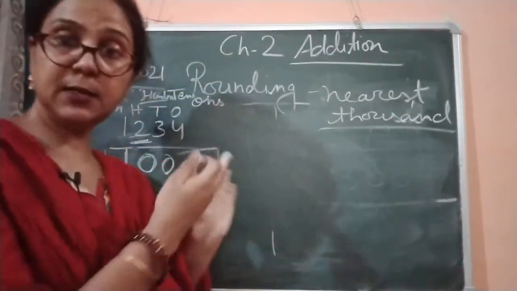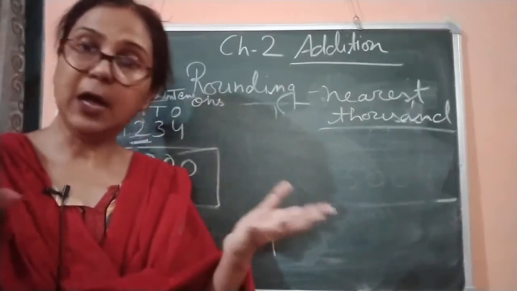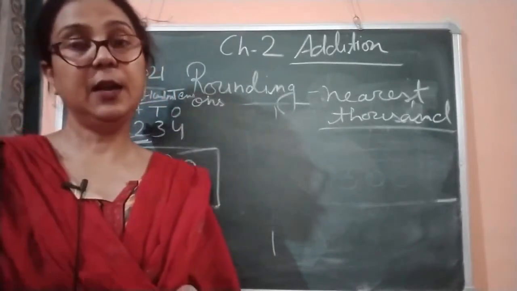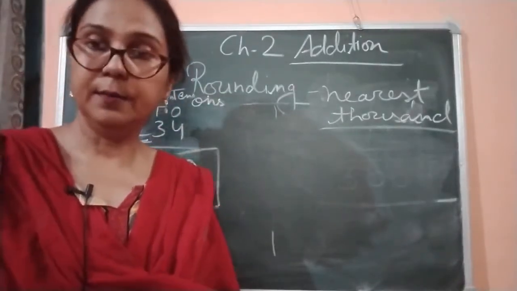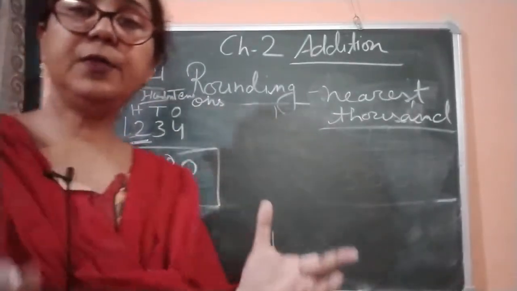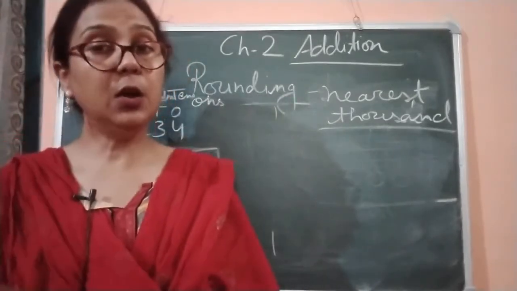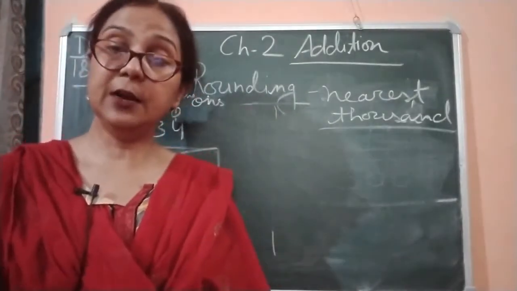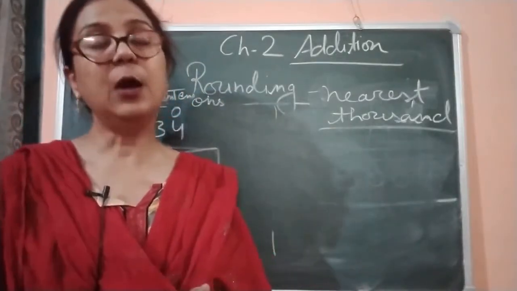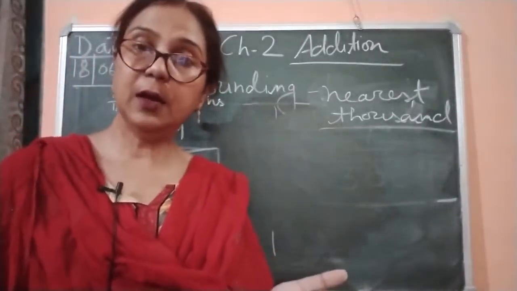Before understanding this concept, we should know that 1, 2, 3 and 4 are weak numbers, and 5, 6, 7, 8 and 9 are strong numbers. When we are rounding off numbers to the nearest tens, first we will see the ones place. When we are rounding off to the nearest hundreds, we will see the tens place. And if we are rounding off to thousands, how can we convert?